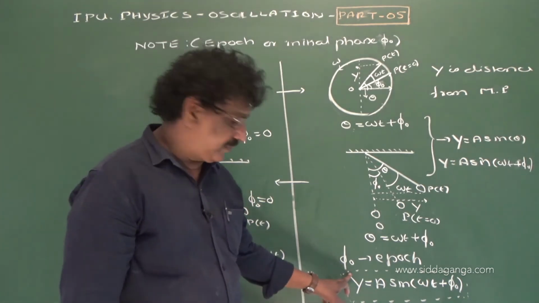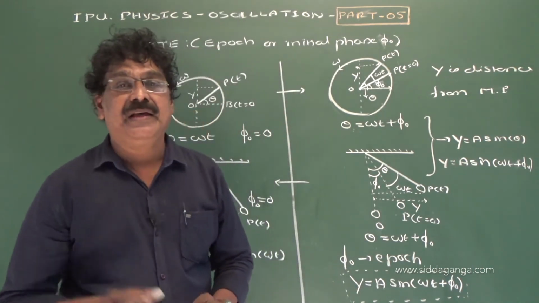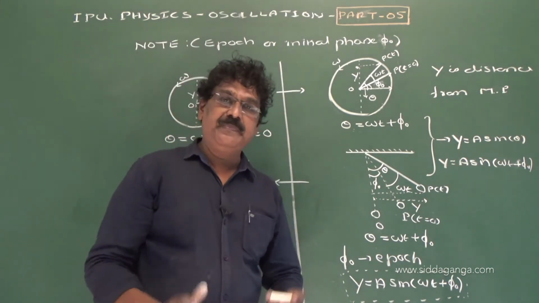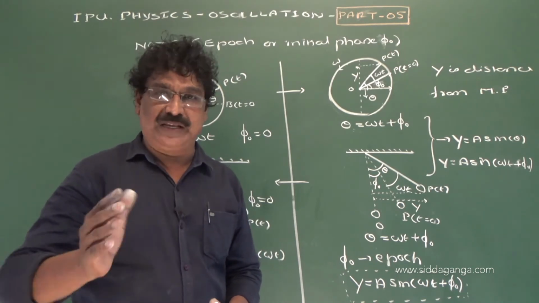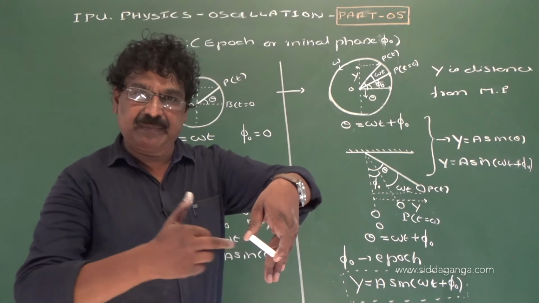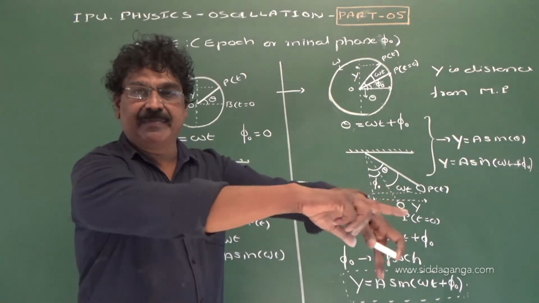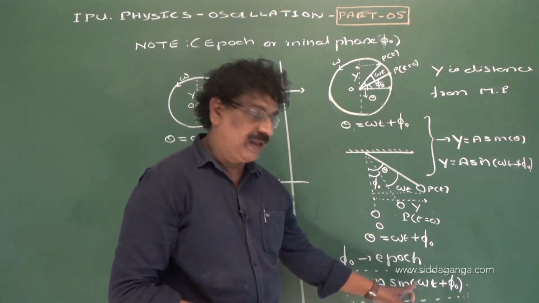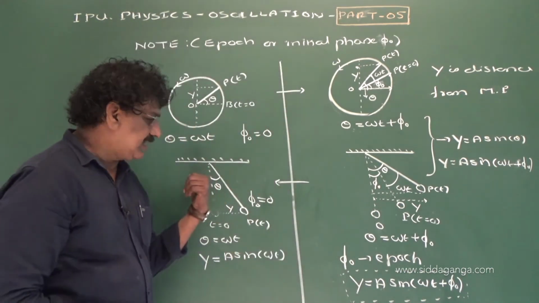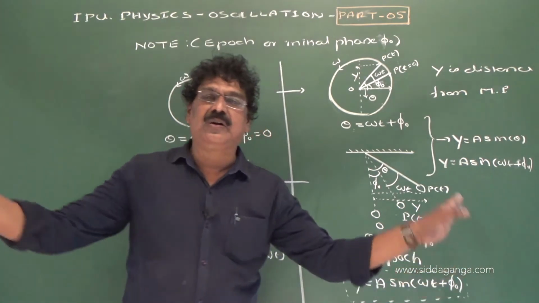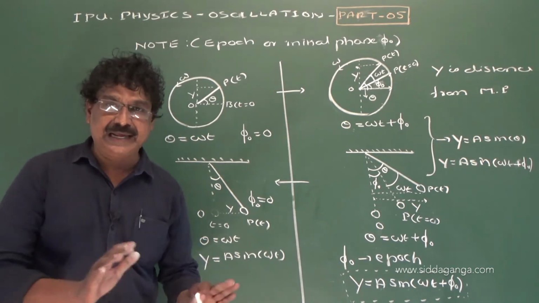When we take the equation y is equal to a sine omega t plus phi naught, that means at time t equal to 0, the particle is not at its mean position. Now we have to consider two distances: the initial distance between the mean position and the particle at time t equal to 0, plus the additional displacement when time is t, and that is given by this equation. Therefore y is equal to a sine omega t plus phi naught. So in this case, simply put phi naught equal to 0, then we get the equation y is equal to a sine omega t. Is it clear?